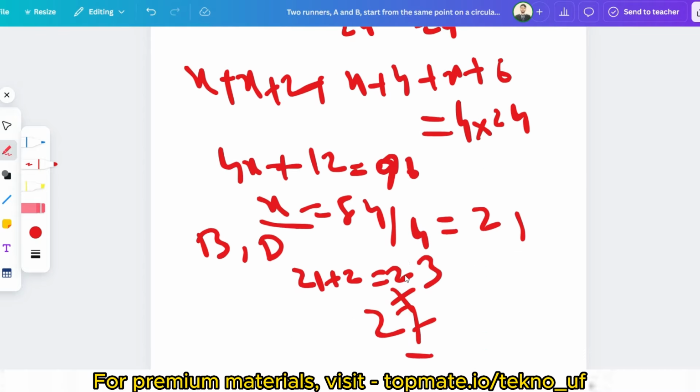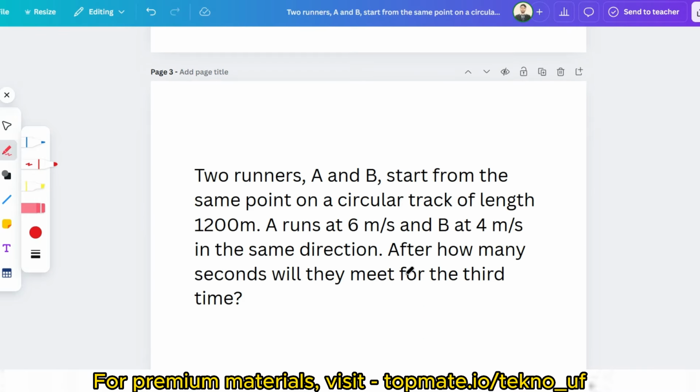So let me go to the next question. Two runners A and B start from the same point on a circular track of length 1200 meters. A runs at 6 meters per second and B at 4 meters per second in the same direction. After how many seconds will they meet for the third time?